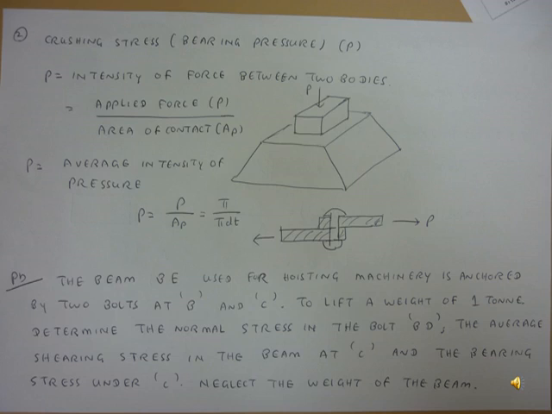There will be an intensity of force between two bodies, so in this case P is the average intensity of pressure. P divided by the contact area, then you can calculate the average intensity of pressure. In the meantime, you can see the rubber joint. The force P is acting on the two plates, so the rubber is suffering the force P. The area subject to P will be pi dt, which is pi multiplied by the diameter and the thickness. So P divided by pi dt will be the average intensity of pressure.